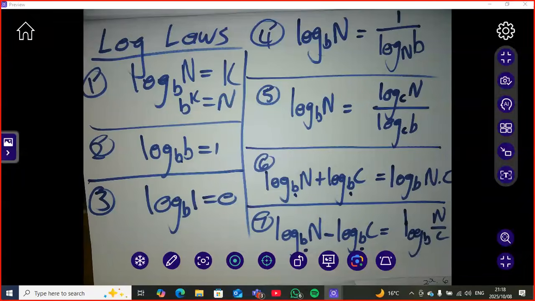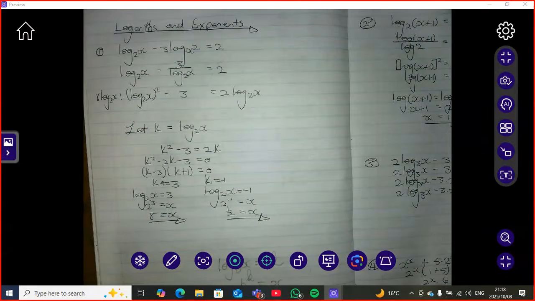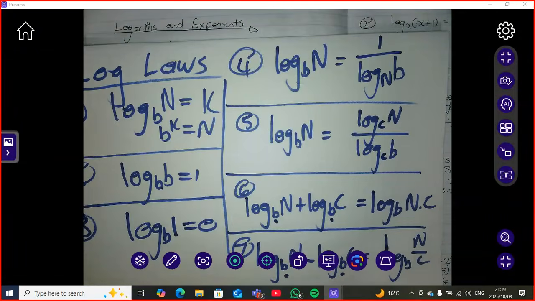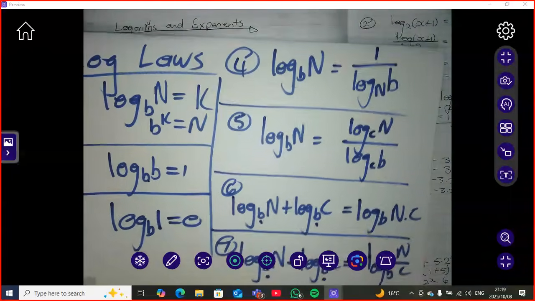Let's see what we can do with these. Let's see. So can we keep a page style? No, what you can do is you can write the log laws out while you are writing. When you get to the log questions, you can write all the laws out, then you can use that page. What law is that?